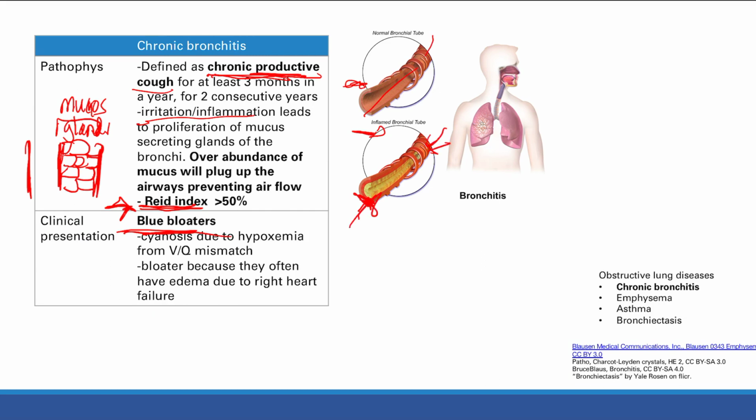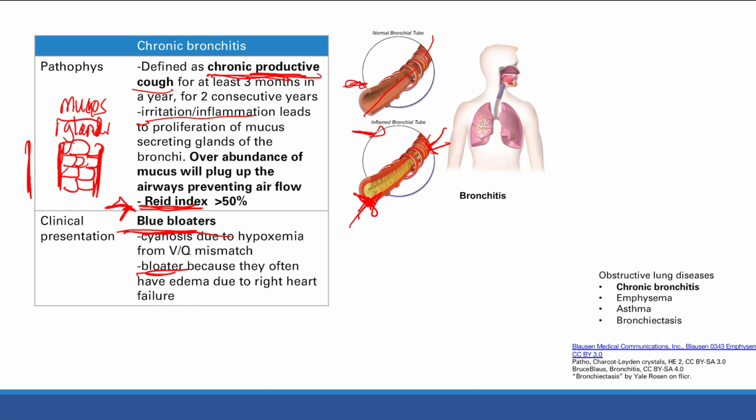So the blood is going to go to the lungs, but whatever air is in the lungs has already been extracted of all its oxygen. There's not enough new air with new oxygen coming in. So they have cyanosis because the blood's not getting oxygen. They're also bloaters because eventually their right heart is going to fail. It's going to be pumping against high pressures in the lungs, so they're going to get edema, and they're called blue bloaters.